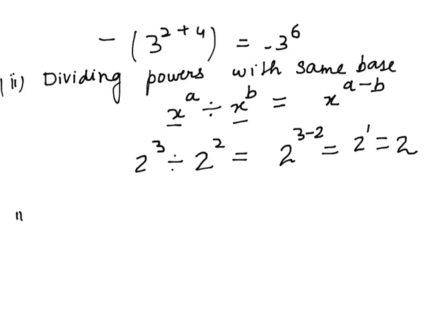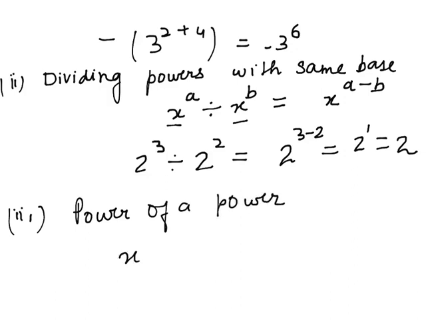The next law is, if we are taking the power of a power. So in this, if we have x raised to the power a and we are taking a power of a power like this, in that case we will multiply the exponents. So we can write it as x raised to the power a times b, or we can denote it as x raised to the power ab.